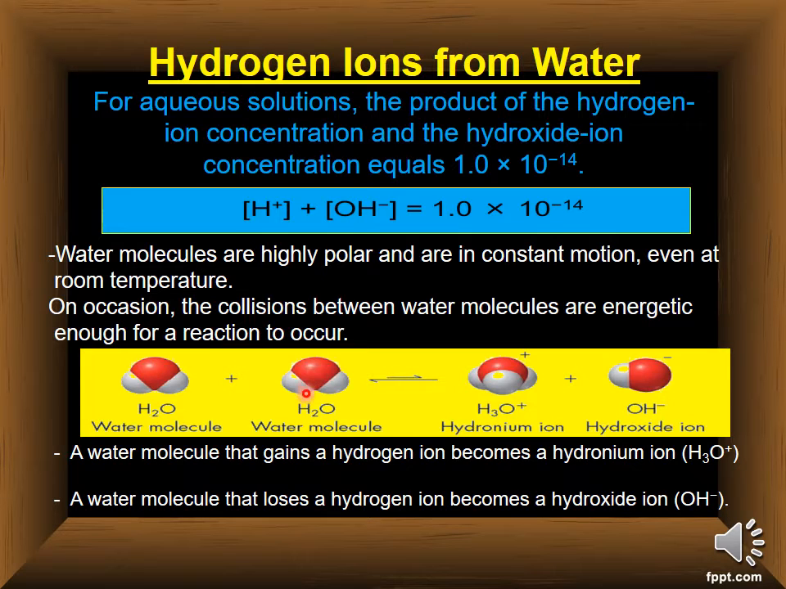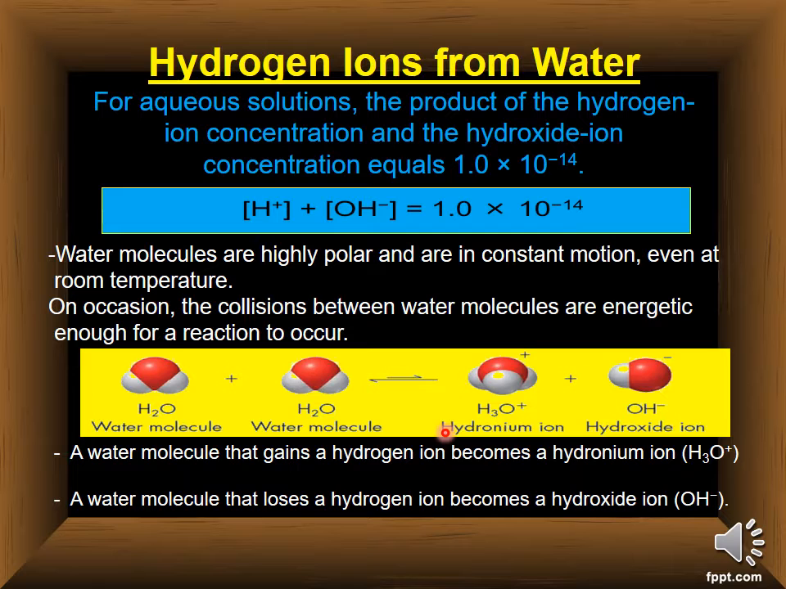Suppose this water molecule loses one hydrogen, and who gains it? This one, it becomes a hydronium ion. So H2O is already there, H positive comes in, it becomes H3O positive. So H3O positive is a hydronium ion. Remember this. So a hydronium ion is formed when water accepts the hydrogen ion. H2O plus H positive becomes H3O positive, which is called a hydronium ion.